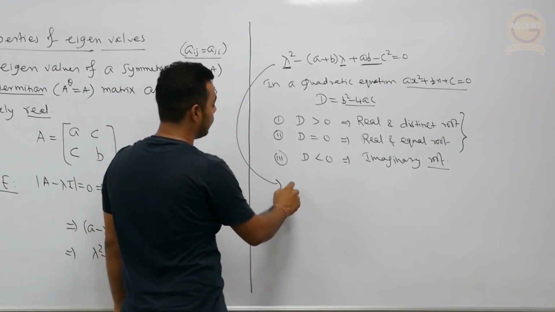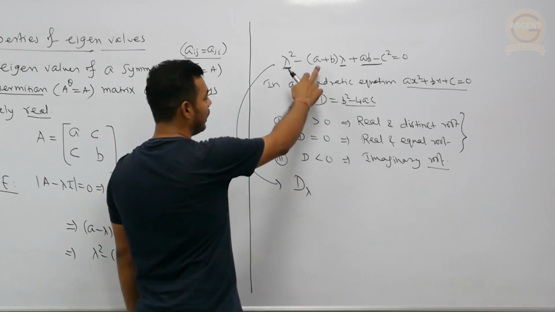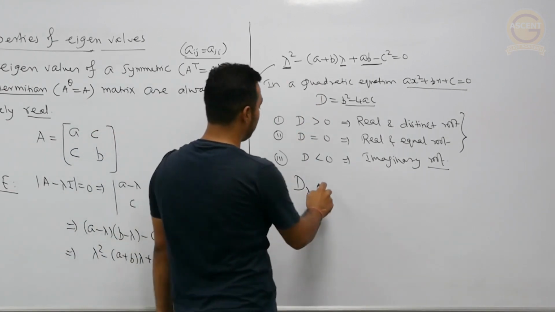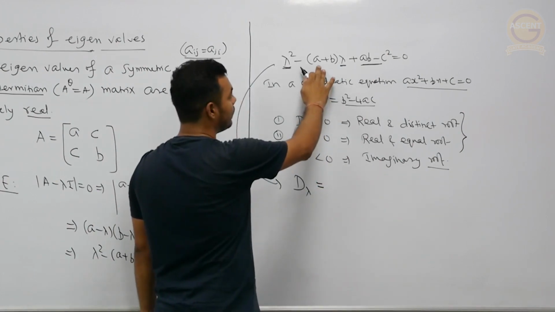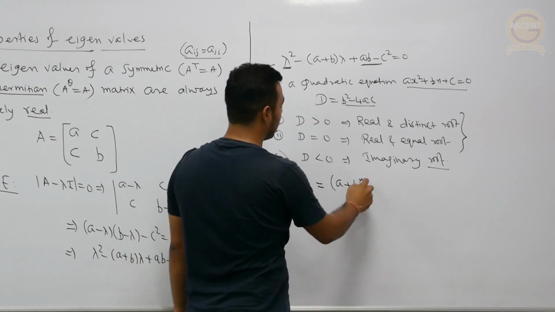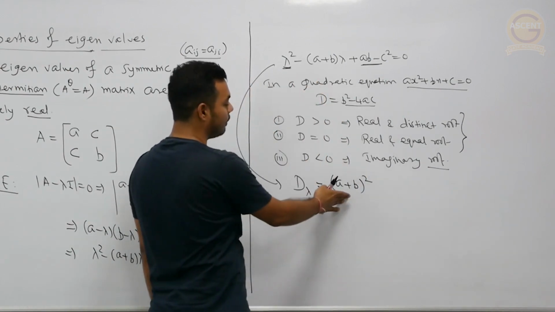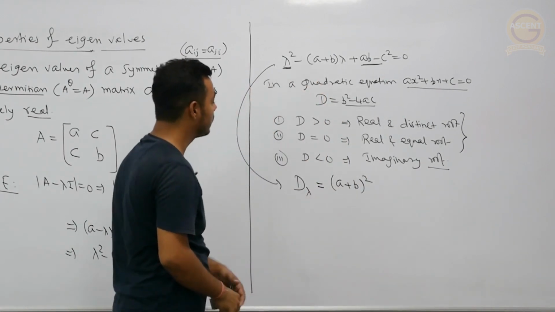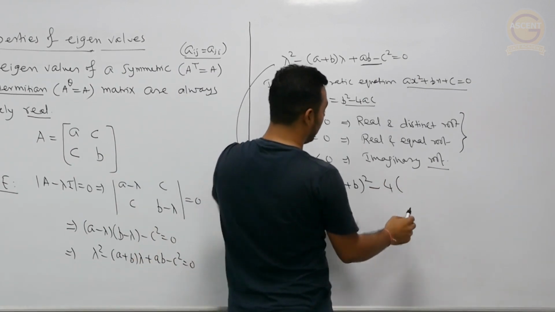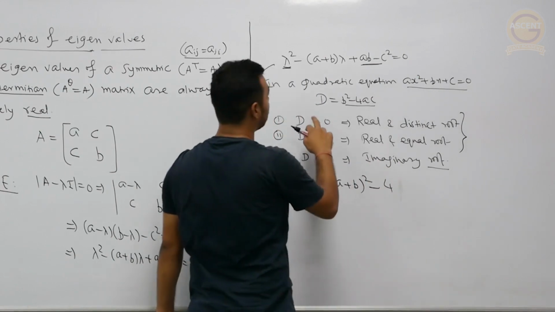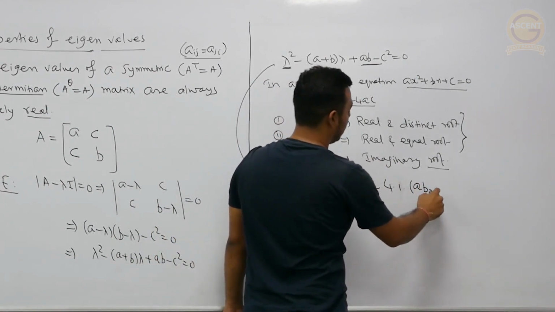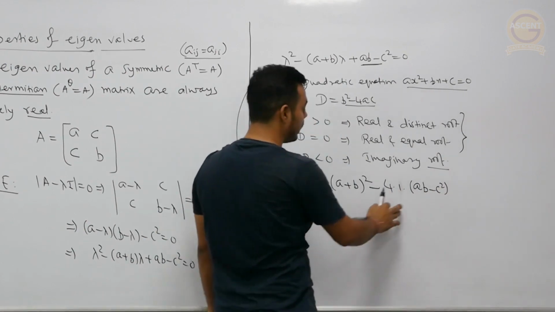The discriminant of this quadratic equation, it is a quadratic equation in lambda, will be b square. Now b is nothing but the coefficient of lambda. So I will get (a plus b) square. We have a minus sign here, but if we square, then that minus will become plus. So this will be b square minus 4 into a, where a is the coefficient of lambda square here. So a is 1 and c is ab minus c square. So this is your discriminant.